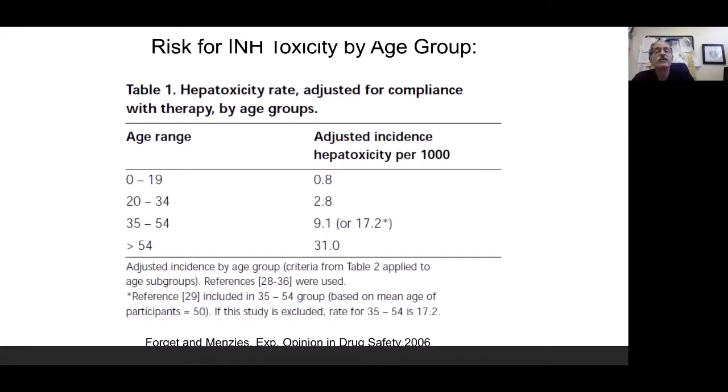All right, so INH toxicity by age if they're just getting isoniazid. This data is from an earlier review from a number of studies, but the data has pretty much stood up over time. These numbers are not in percents, they're actually in incidence per thousand. So you can just move that decimal place one to the left to give you a percent. And you can see that the incidence of hepatotoxicity goes up as you get older, reaching about 3% over age 54.